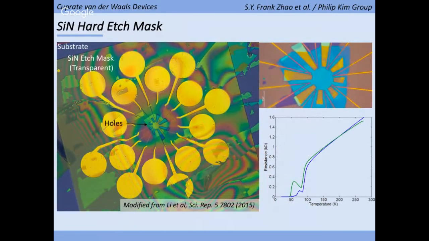This is adapted from a paper from the Dirk Englund group over here, where we can pick up a silicon nitride membrane with holes cut into it previously and align it directly on our flake, just as you would pick up a Van der Waals crystal. And we can use this as a hard mask to argon ion mill the crystal. And we preserve the superconductivity transition temperature, except there's this weird artifact below TC. This is due to, in our experience, usually some air exposure.